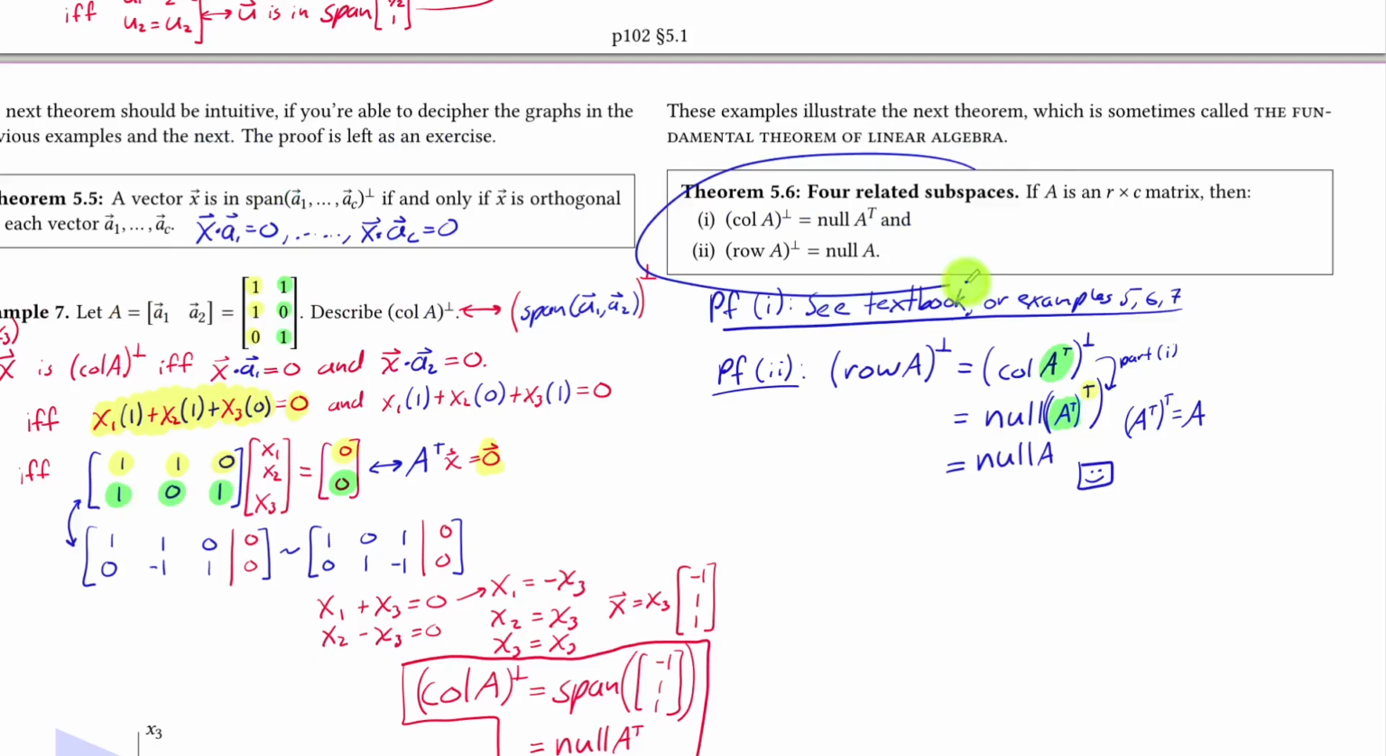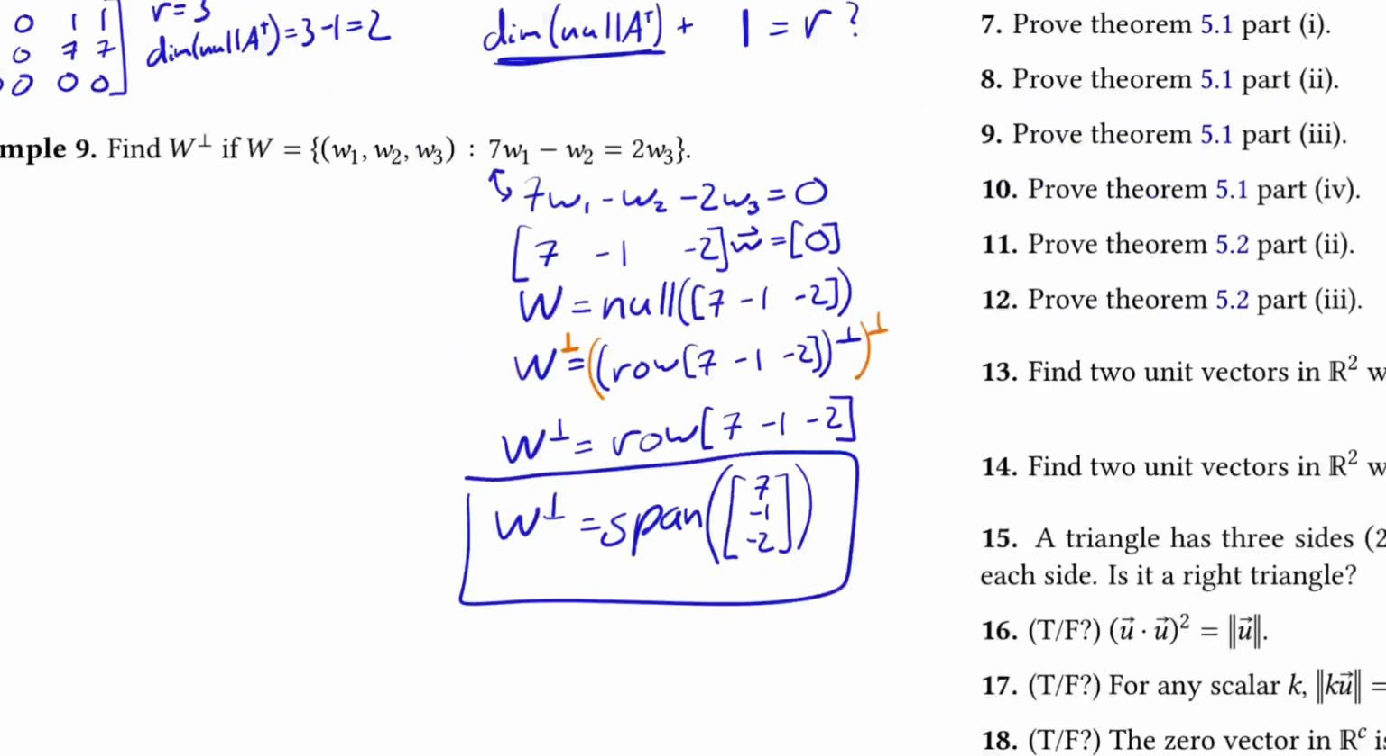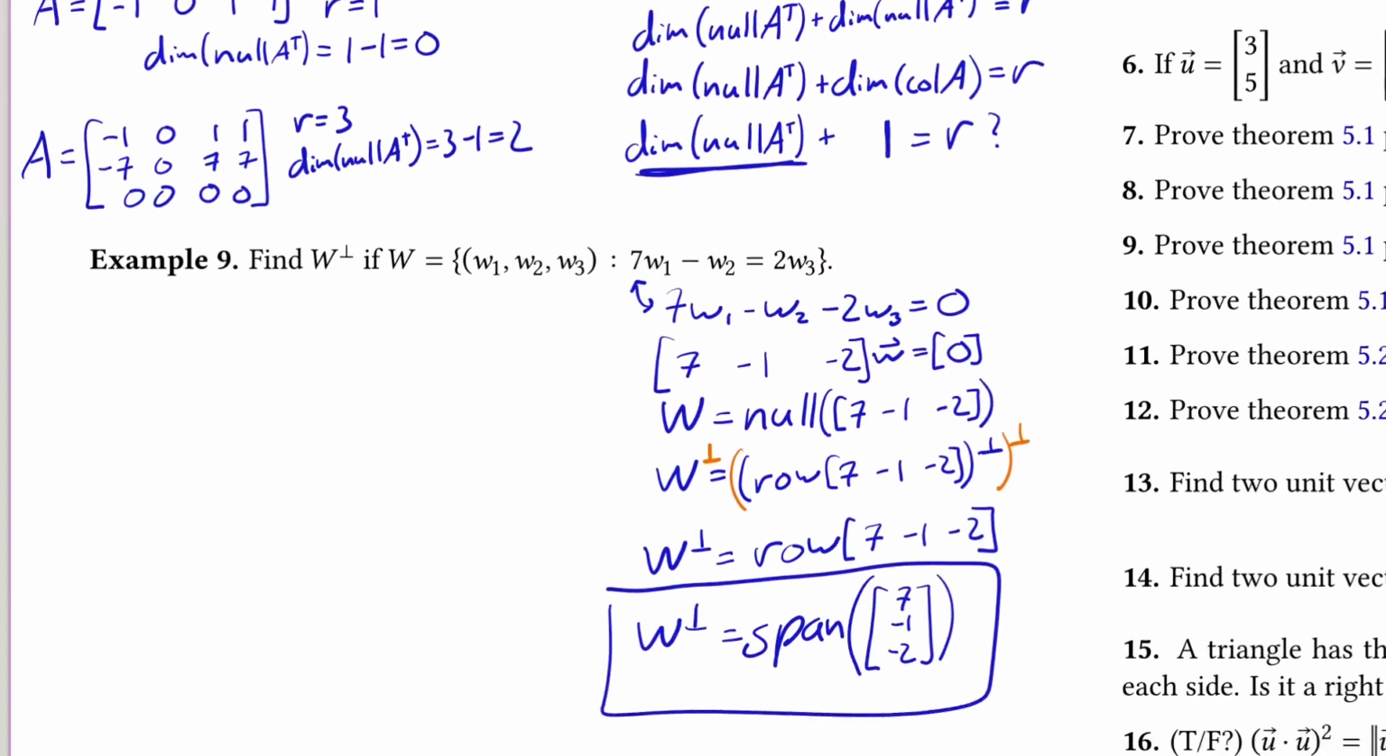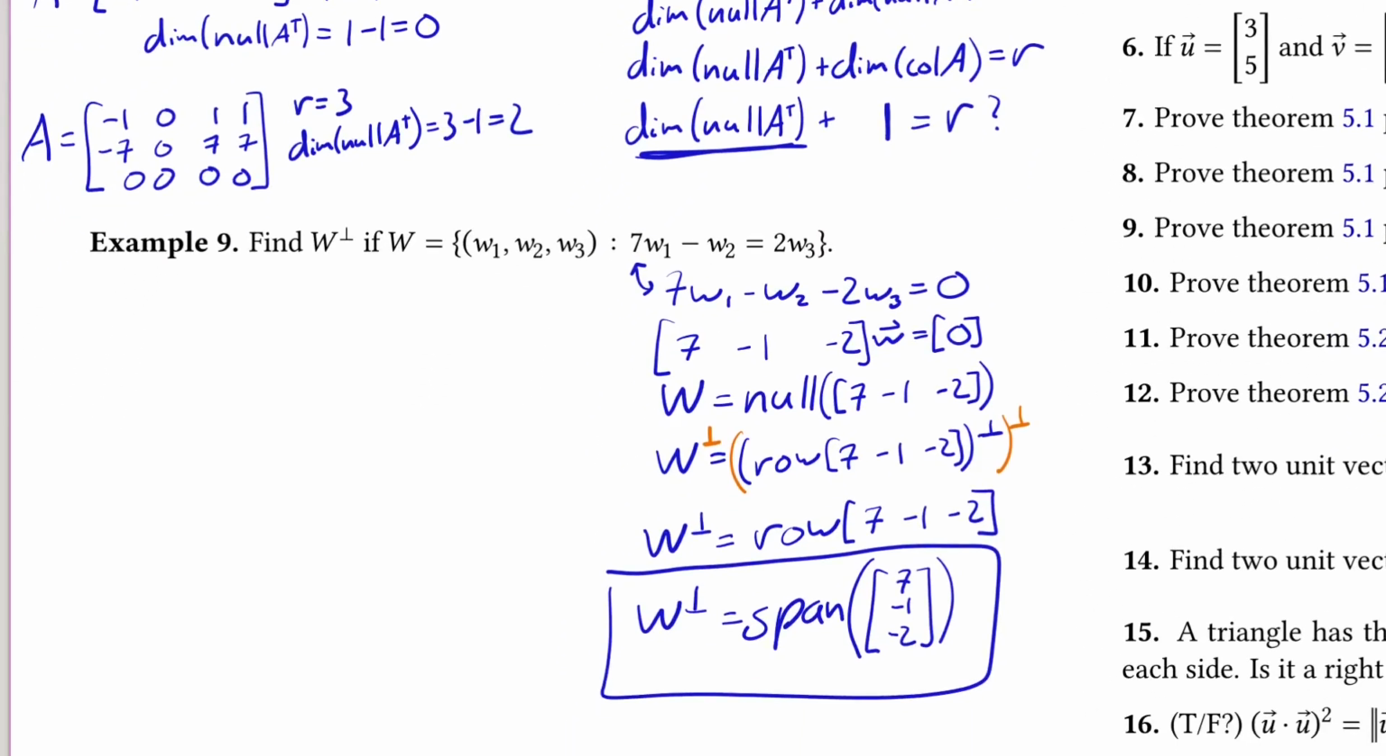So we use the four related subspaces theorem to find a relationship between the spans of lists of vectors, as in the row space and the column space, and relate that with solutions of homogeneous equations. In other words, the null space. So that is that section. Good luck with the exercises. I will see you later.